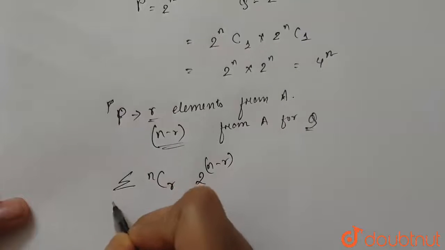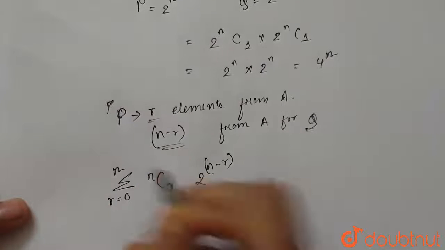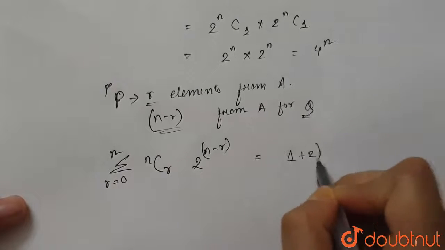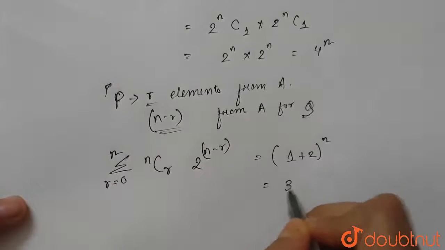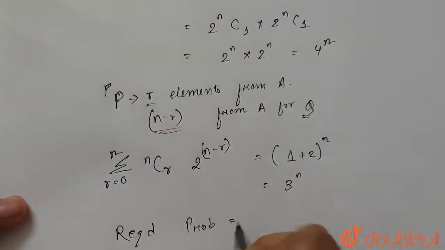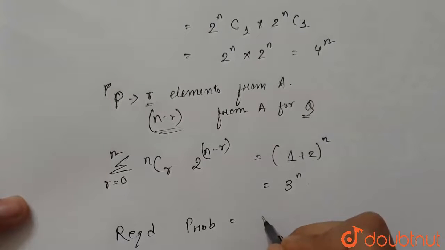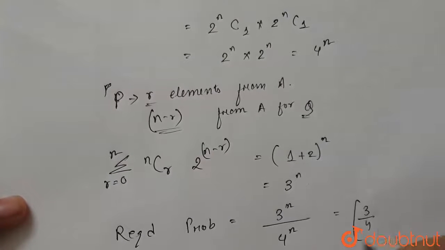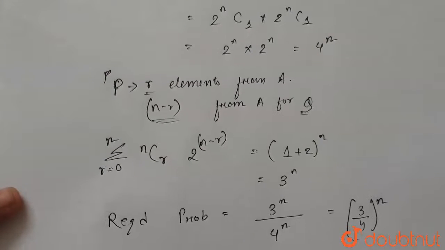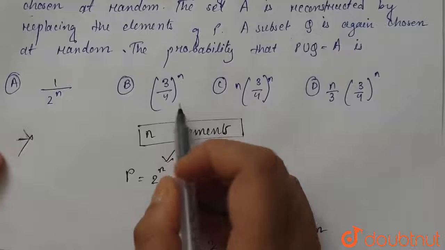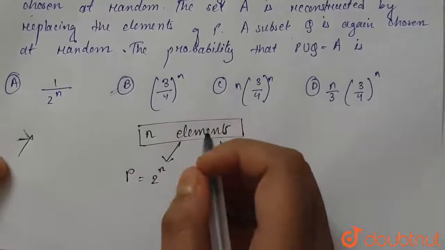So this will be the summation from R equals 0 to n. We know that the summation for this equals (1 plus 2) to the power n, which equals 3 to the power n. So the required probability is favorable events by total events, which equals 3 to the power n divided by 4 to the power n, which equals (3 by 4) to the power n. So from here we can see that option B, which is (3 by 4) to the power n, is the correct option. So this is the required solution.